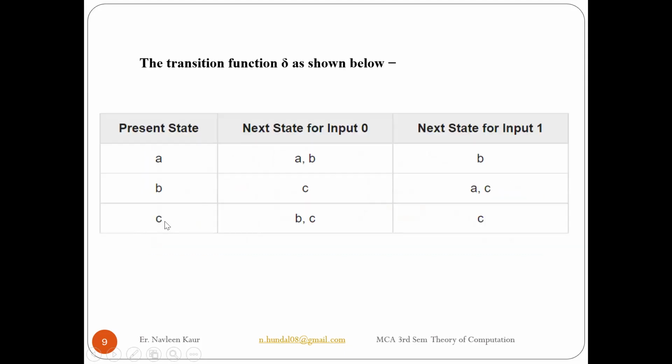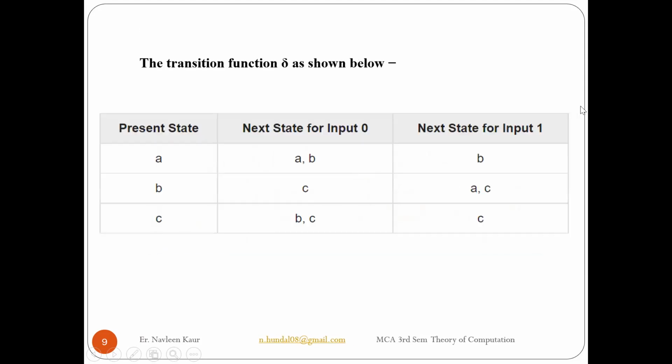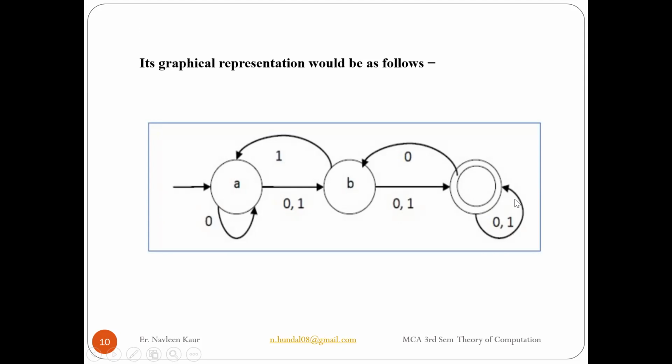After that, the last one, to C, if you give 0, it generates B and C. C, if you give 0, it generates C also, and it generates B also. And the last one, to C, if you give 1, it goes to C. C to 0 also C, C to 1 also C. So if it is the same, you just put it with the help of a comma.